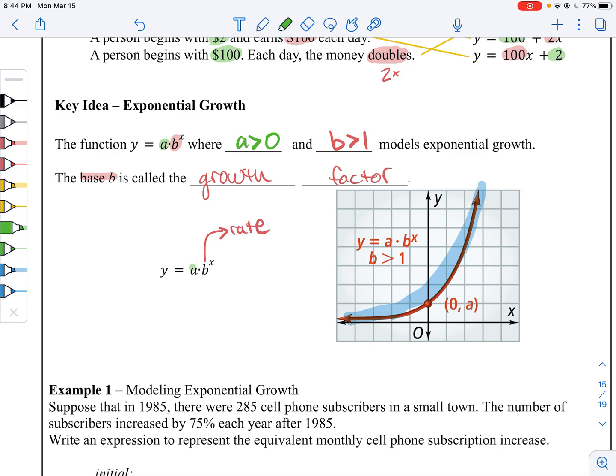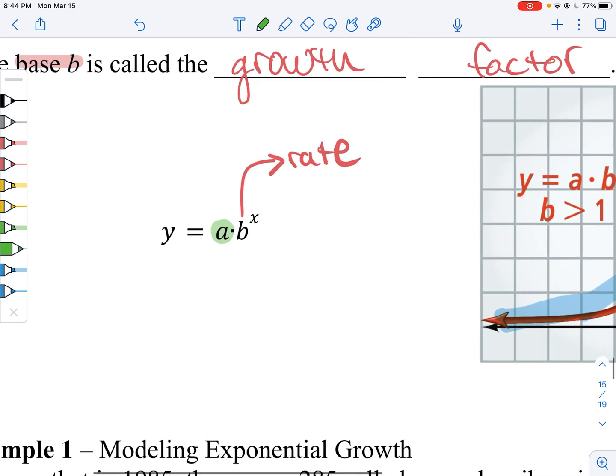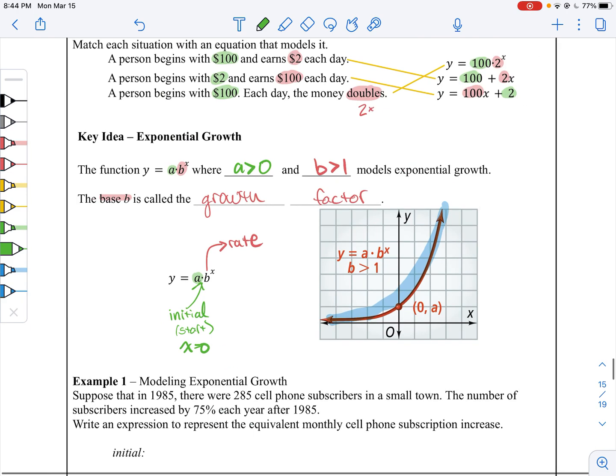Our a here, a is our initial value. It's where you start. It's where you initialize. It's your starting point. It's where x equals 0. It's your y-intercept. So here, a right there, and b is how much it's growing by.